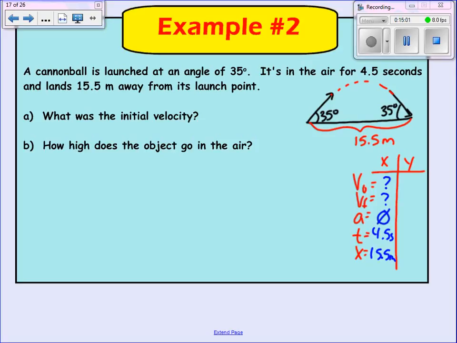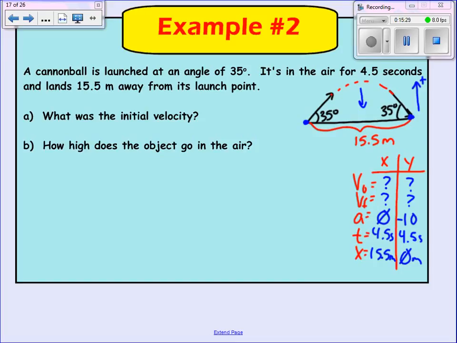In the y direction, I also do not know what the initial or the final velocity is. I do know that the acceleration is 10, and if I make up the positive direction, it's going to be negative 10, because acceleration always points down towards the Earth. The time is the same in x and y, so 4.5 seconds. And remember, since it starts and ends at the same height, my displacement in the y must be 0, because it started and ended at the exact same place in the y direction.